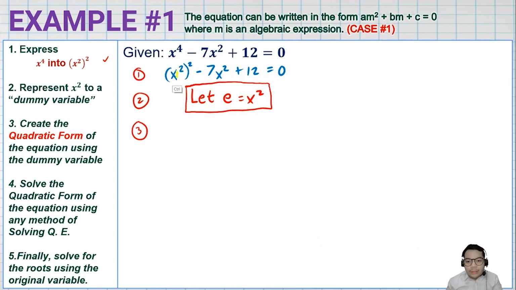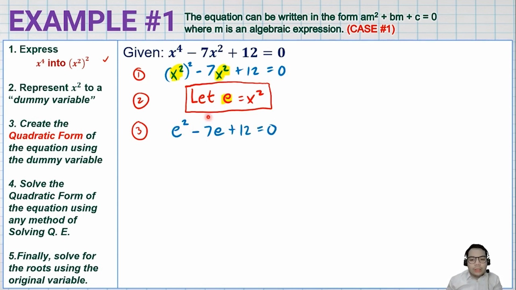So, we have x squared here. All we have to do is to replace this with the dummy variable e. So, instead of x squared, we'll just write e. But don't forget, meron pa tayong square dito, so we write it as e squared. Minus 7. Since we have another x squared here, papalitan natin siya once again ng e. Plus, copy mo lang yung 12 is equal to 0.